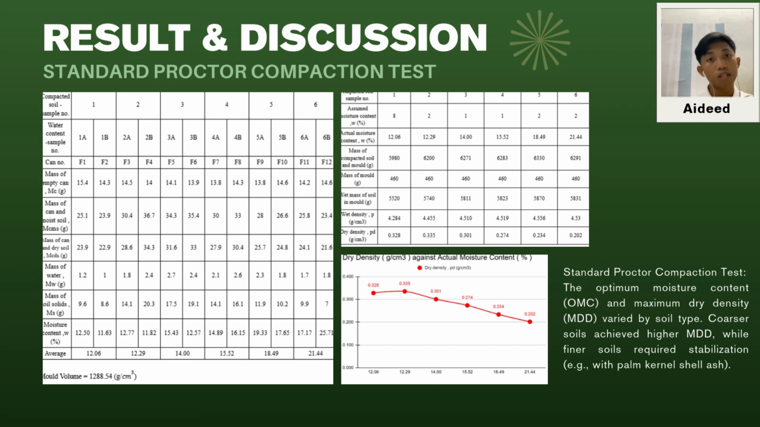From the calculation and from the graph, we can get the optimum moisture content and maximum dry density. The optimum moisture content is 12.25 and the maximum dry density is 0.335. I think that's all for my part, so thank you.